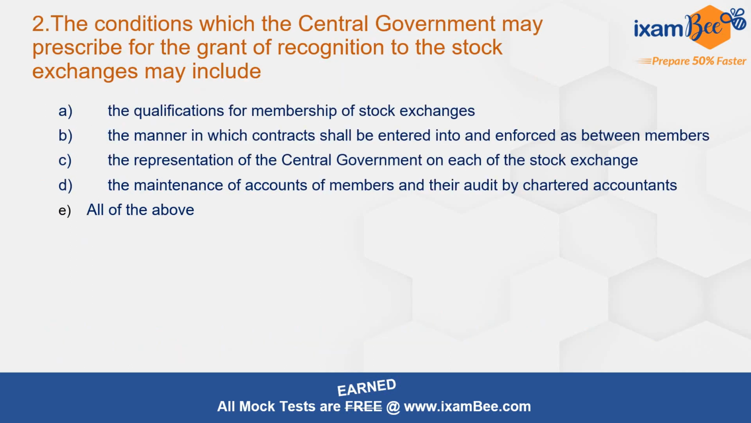Question number 2. The condition which the central government may prescribe for the grant of recognition to the stock exchange may include. The correct answer is E, all of the above. All of these conditions can be prescribed by the central government. This is given under section number 4, subsection 2 of Securities Contract Regulation Act.